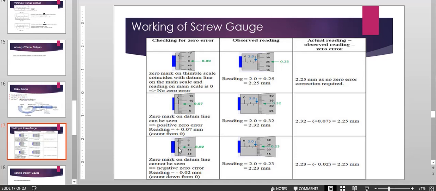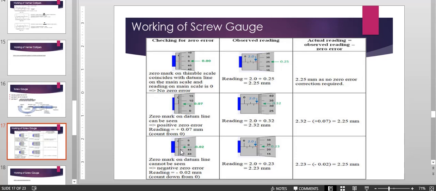And if after closing the stud and spindle of the screw gauge, you found out that the 0 of the circular scale is above the line of the index line, then in this situation, zero error exists. Such type of error will be known as negative error.